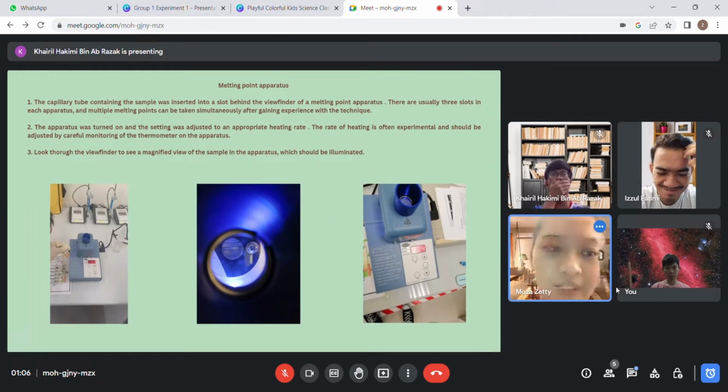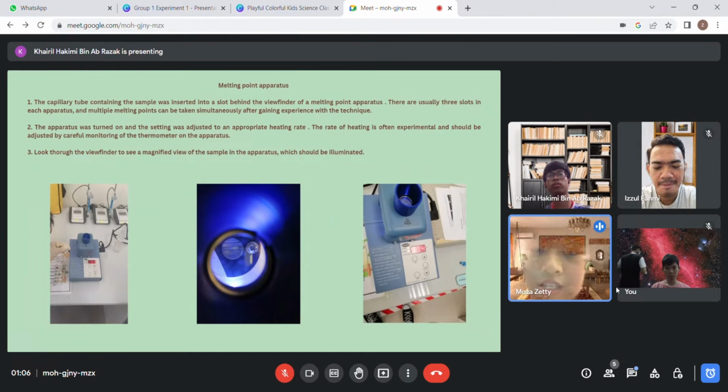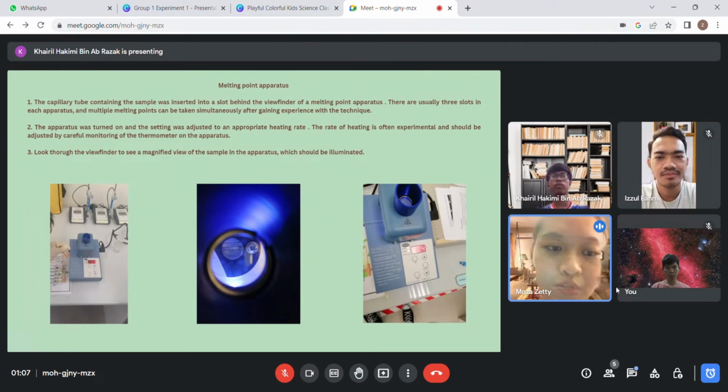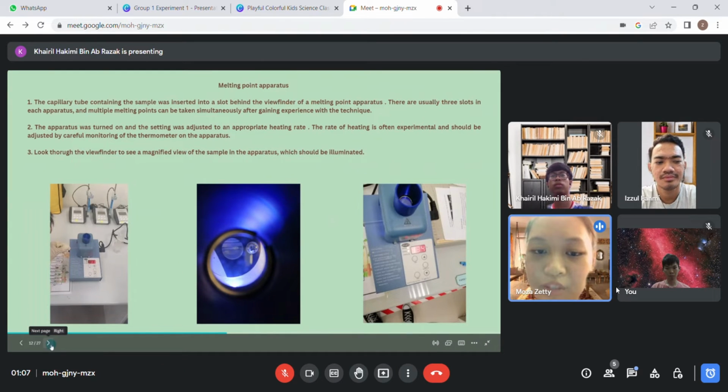Melting point apparatus. First, the capillary tube containing the sample was inserted into a slot behind the viewfinder of a melting point apparatus. There are usually 3 slots in each apparatus, and multiple melting points can be taken simultaneously after gaining experience with the technique. Second, the apparatus was turned on and the setting was adjusted to an appropriate heating rate. The rate of heating is often experimental and should be adjusted by careful monitoring of the thermometer on the apparatus. Third, look through the viewfinder to see a magnified view of the sample in the apparatus.